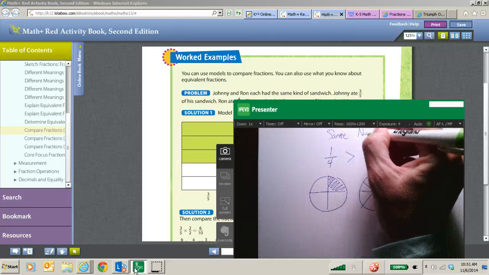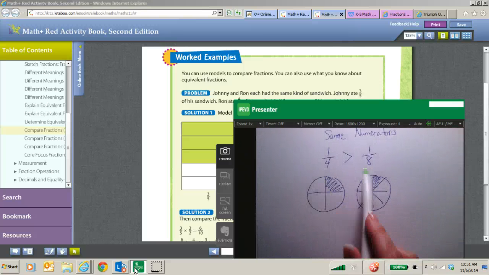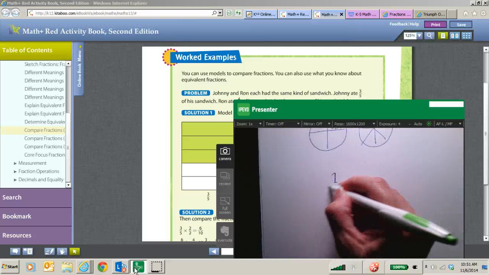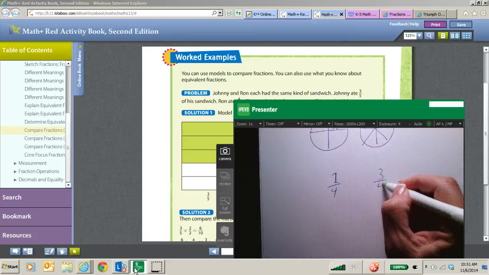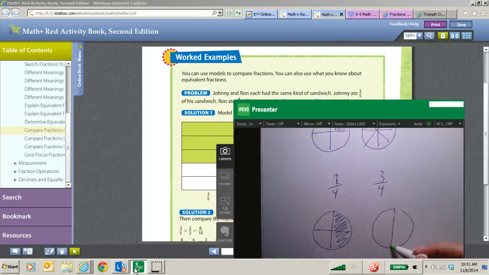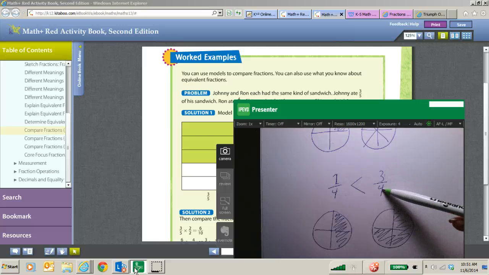I think it's important for them to write that down, that we have the same numerator. So what happens if it's the same denominator? Let's say we have 2/4 and 3/4. Well, if we think about our pizza and we have the same denominator, and we have 2 of the 4 versus 3 of the 4, we know that it's going to be different based on that amount right here, how many pieces we have of the whole.